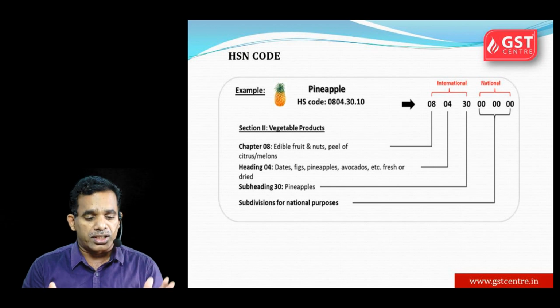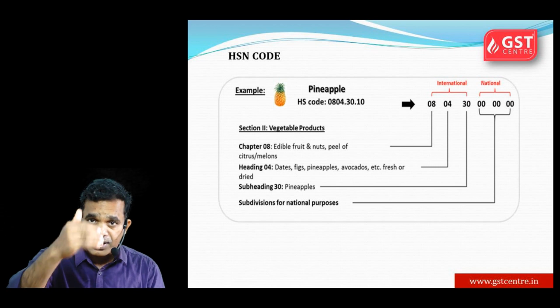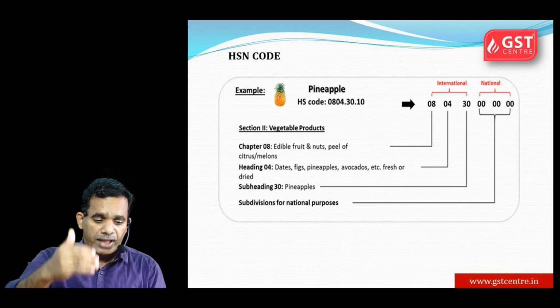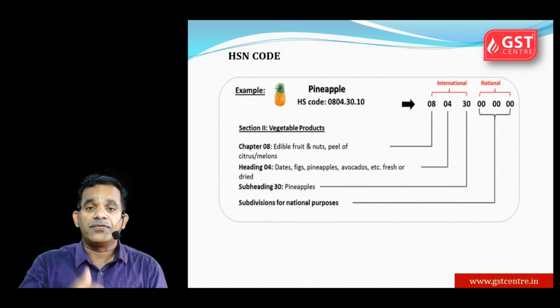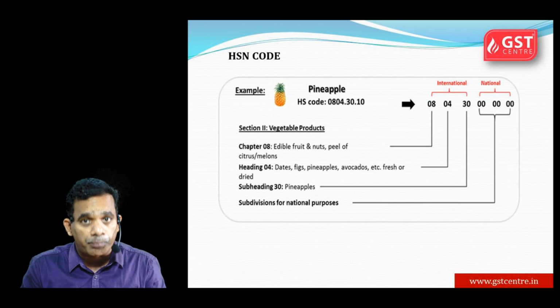Chapter 8 is edible fruits and nuts, or peel of citrus or melons. Then heading 04 is for dates, figs, pineapples, avocados, either fresh or dried. So first the chapter will be chapter 08. Then heading 04, and then if there is any subheading, it will be applied. So the subheading is explaining it is for pineapples.